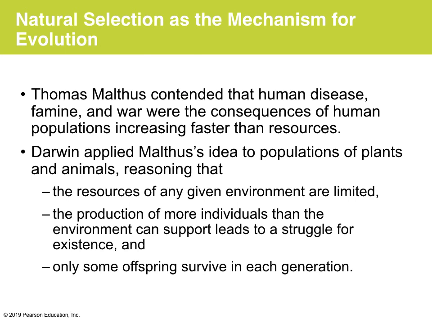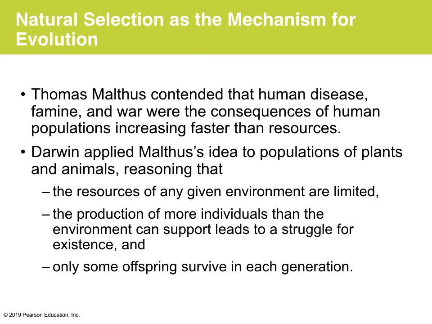Now, there's a guy named Thomas Malthus. You might hear the term Malthusian. He contended that human disease, famine, and war, like what we're going through right now, were the consequences of human populations increasing faster than resources. So Darwin took some of that away from the not too good for human society elements that he had in there, but he took the idea of populations of plants and animals increasing and what limits them.